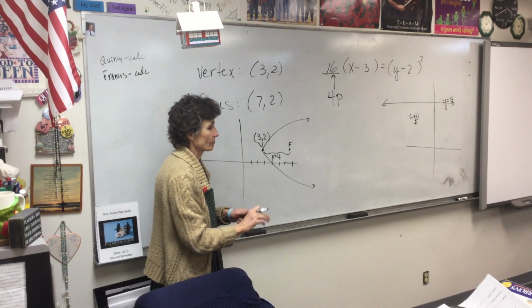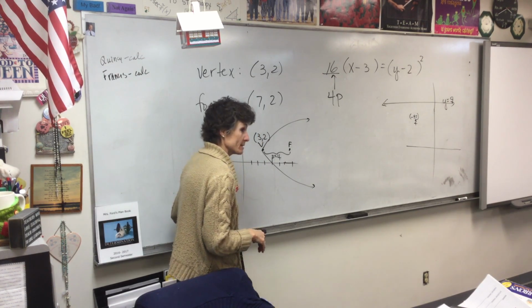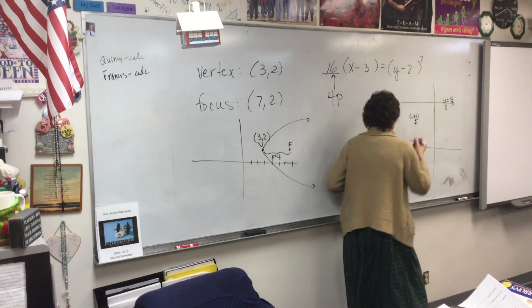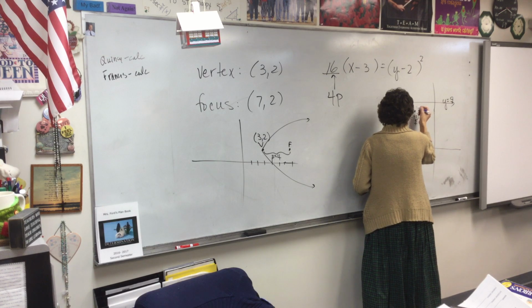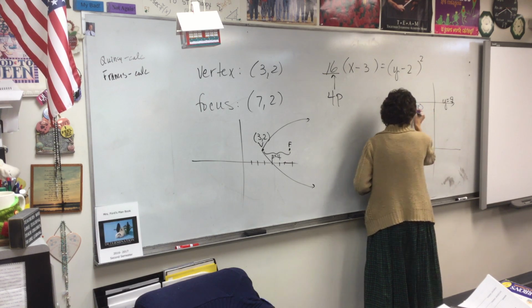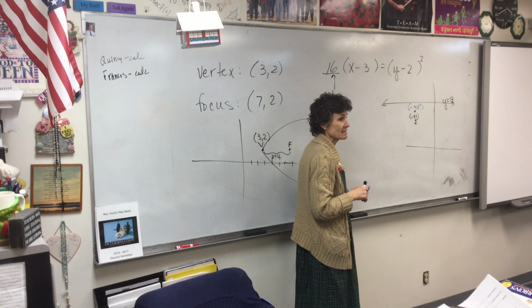So the vertex should be in between, right? What's in between? The vertex. The vertex is exactly halfway in between. So it should be (-4, 8). So Brenton says my vertex is (-4, 8). Does that make sense to everybody?